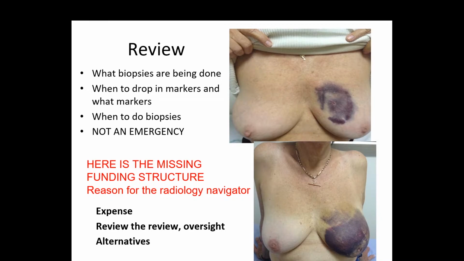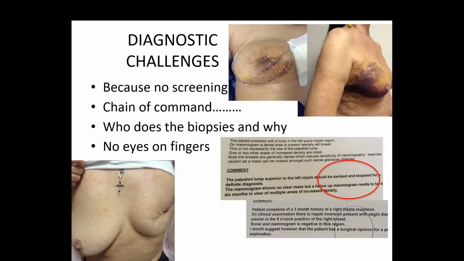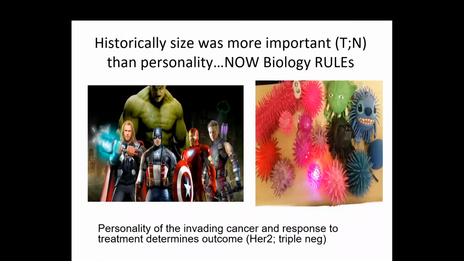We need radiology review. We need to work out when we should do the biopsies, should we do the biopsies, and what the costs and alternatives are. This does not mean that we must have what happens on this slide. Because there's no screening or chain of command, oftentimes patients see radiologists and they have a little note to say palpable lumps should be excised and biopsied for definitive diagnosis. In this day and age, there is no role for surgical biopsies to diagnose any breast cancer. 95% of the time it should be done on core needle biopsy, but again, judicious use of CPR.